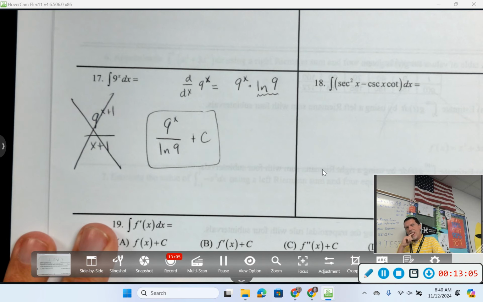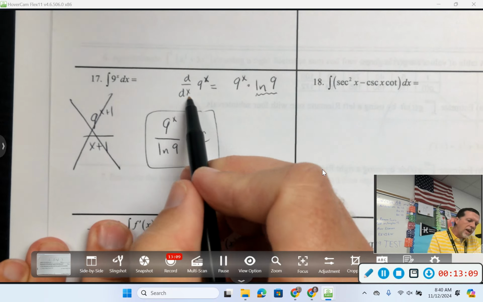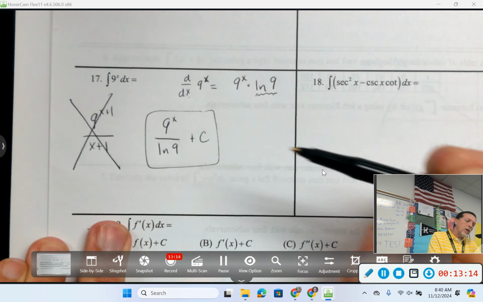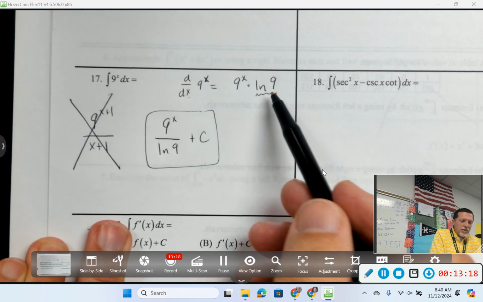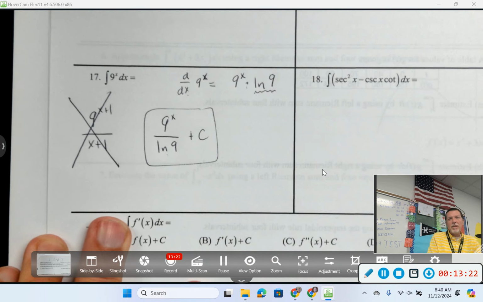Takwa? Can you explain why we're dividing again? When we take a derivative, we multiply by natural log of 9. So when we go backwards, antiderivative is going backwards. The opposite of multiplying is dividing. That's maybe the easiest way to say it.